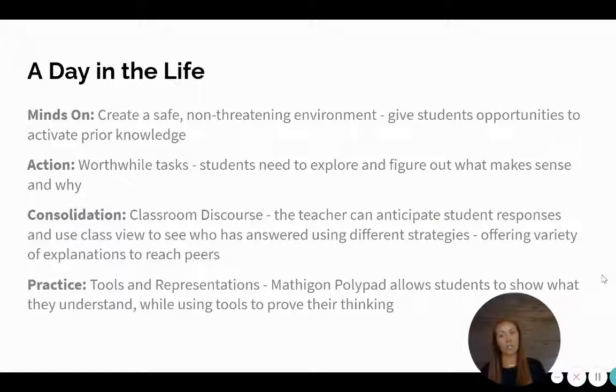So we did our regular 3 parts, the minds on, action, and consolidate, but then I always added in that practice piece as well. So students could really have that opportunity to show what they know and to really consolidate those skills that they just learned. In the Minds On, this is my space to make sure that I could create a safe, non-threatening environment, giving students the opportunity to activate prior knowledge and think about what they're already bringing to the table.